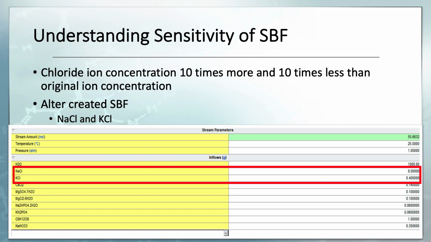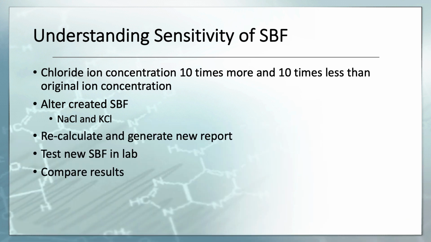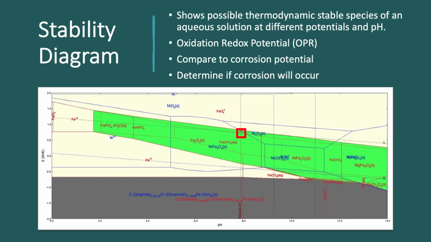And each time the mass of the component is changed, the calculation in OLI has to be performed again to generate a new report, and the chloride ion concentration has to be rechecked. Once the desired chloride ion concentration is found, the corresponding new inflows for each component will be tested in the lab. Not only can the OLI software be used to predict results from the SBF solution by itself, but it can also be used to introduce a contact surface to the solution.